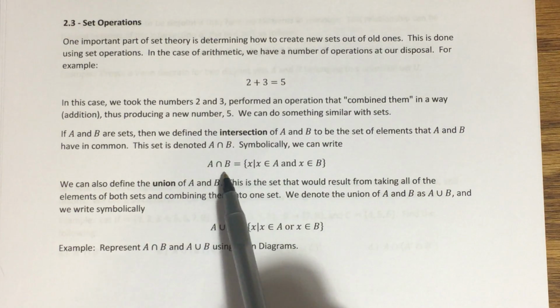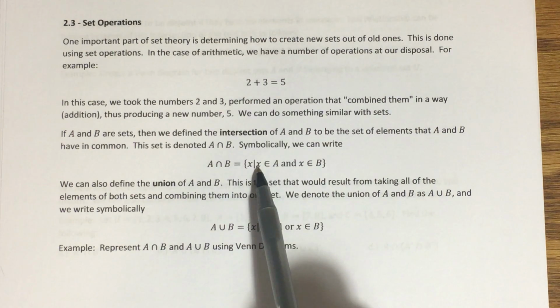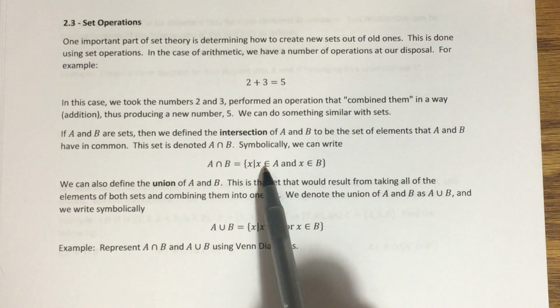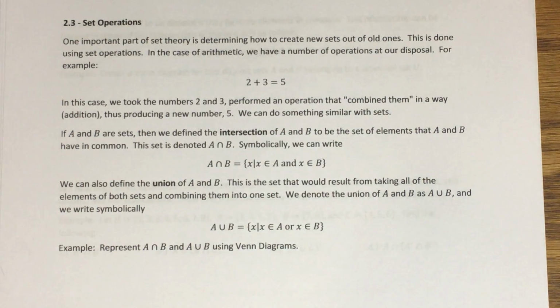Symbolically, we can define the intersection this way. The intersection of A and B is the set of all x such that x is an element of A, and x is an element of B.